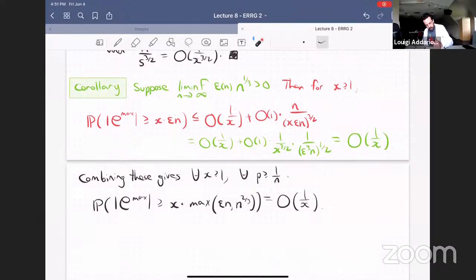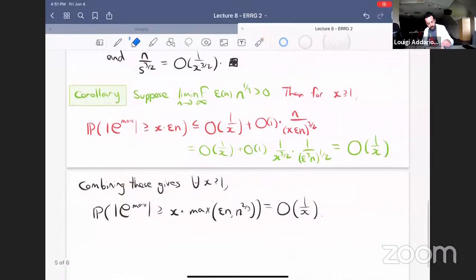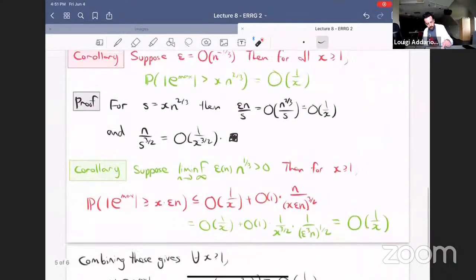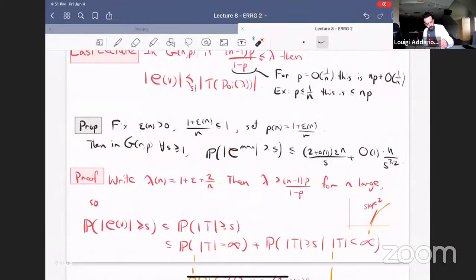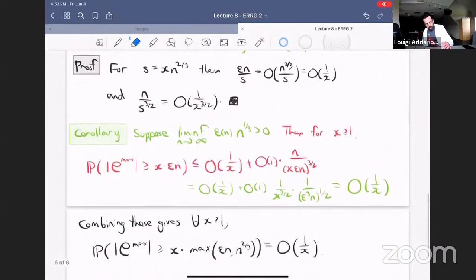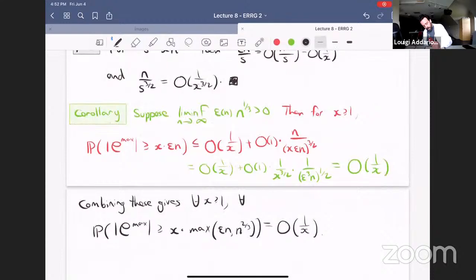oh no, that was a little bit hasty. Let's think about what range of p we had here. So this was all for p equals 1 plus epsilon over n, and so I should write here for all p at least 1 over n with epsilon equals np minus 1. That's the correct scaling in this thing.